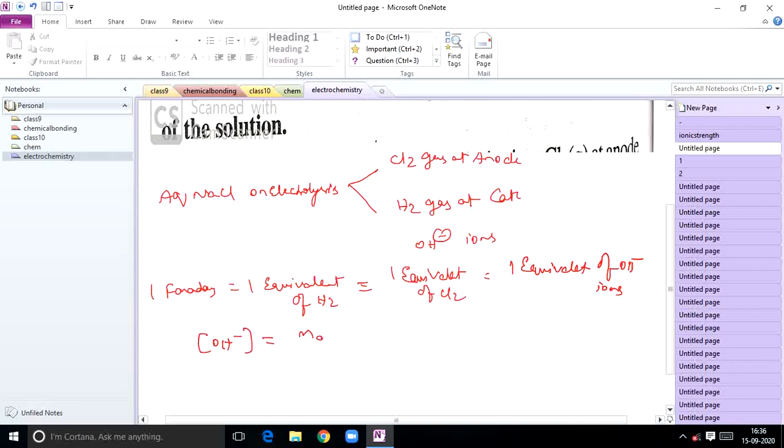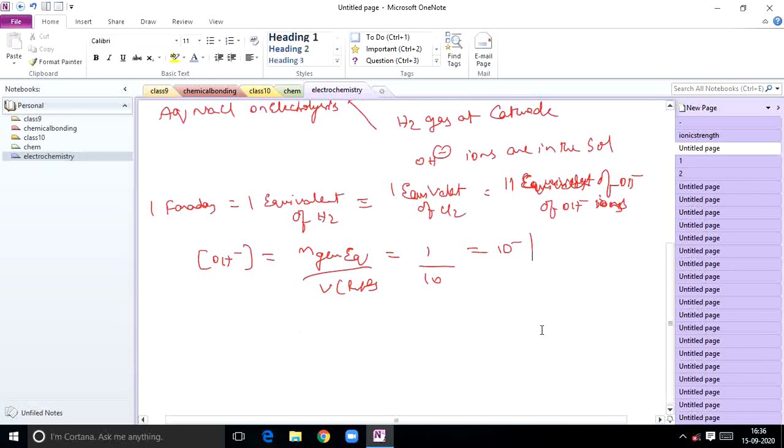So next, from this you can write the OH minus ion concentration, that is simply normality, that is equal to number of gram equivalents by volume in liters. Normality definition, students. So number of gram equivalents 1 by volume in liters, which is given as 10 liters. Read the question: 1 Faraday, and 10 liters is given in the question itself. So that is equal to 10 power minus 1, right? That is our OH minus ion concentration.